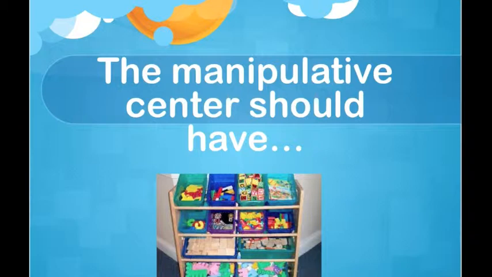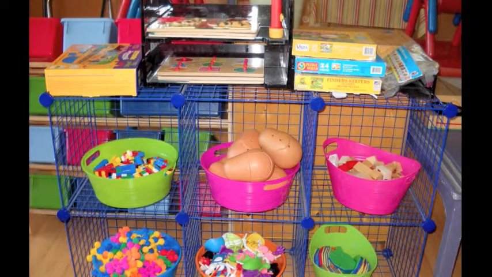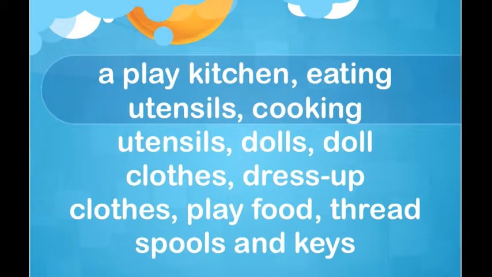The Manipulative Center should have dominoes, bristle blocks, Legos, counting cubes, table blocks, sewing cards, magnets, buttons for sorting, nuts and bolts, and cardboard tubes. The Dramatic Play Center should include a play kitchen, eating utensils, cooking utensils, dolls, doll clothes, dress-up clothes, play food, thread spools, and keys.